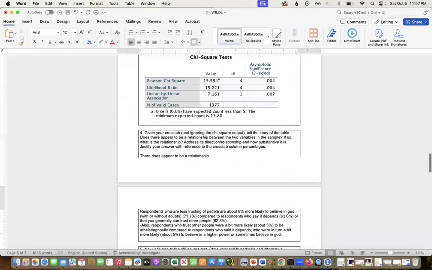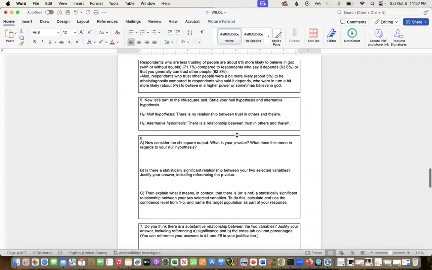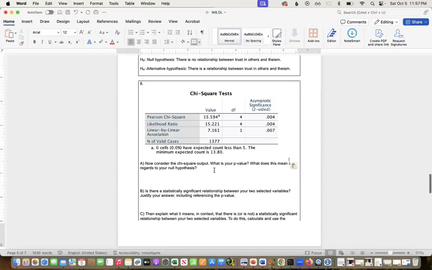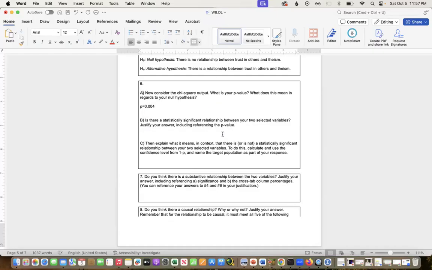Okay, so now considering our chi-square output. What is our p-value? We're going to look at the Pearson chi-square row. We're going to look at this asymptotic significance two-sided. So this is our p-value right here. So p is 0.004. And what does that mean in regards to our null hypothesis? Because p is less than 0.05, we can reject our null. Right, and so we're accepting our alternative. We're rejecting that there's no relationship. We're confident there is one.